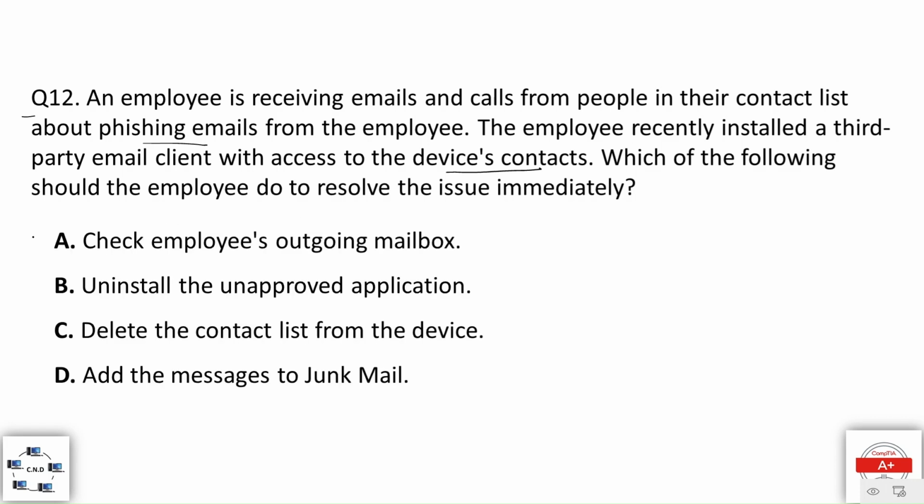And the options are option A, check the employee's outgoing mailbox. Option B, uninstall the unapproved application. Option C, delete the contact list from the device. And option D, add the messages to junk mail. And the correct option is option B, uninstall the unapproved application.